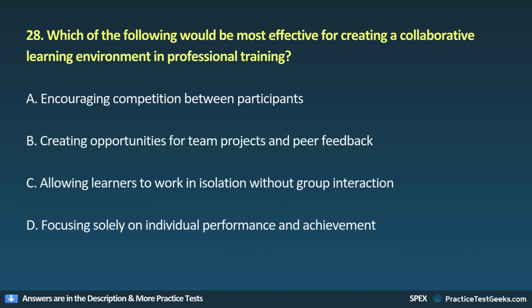28. Which of the following would be most effective for creating a collaborative learning environment in professional training? A. Encouraging competition between participants. B. Creating opportunities for team projects and peer feedback. C. Allowing learners to work in isolation without group interaction. D. Focusing solely on individual performance and achievement.